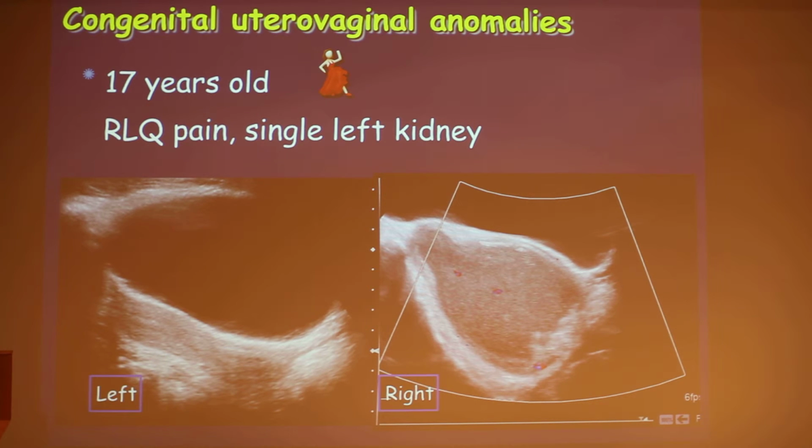Now, this is a 17-year-old girl. She came in with right lower quadrant pain, and the mother said that they know that she only has a single left kidney. Appendicitis was ruled out. This is a longitudinal scan of the left side of her abdomen, and this is a longitudinal scan of the right side of her pelvis. So this is a normal uterus, and this pear-shaped or Teletubby structure. Anybody know what it is? Well, she has two, one on the left and one on the right.